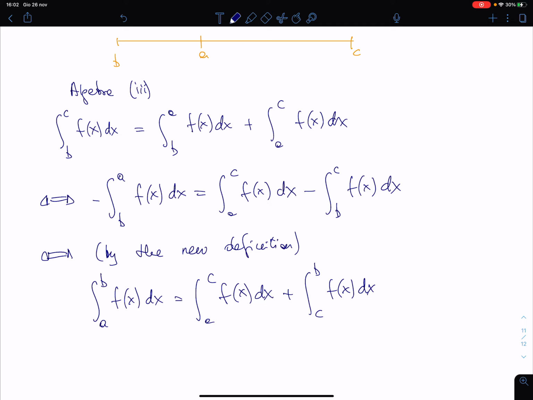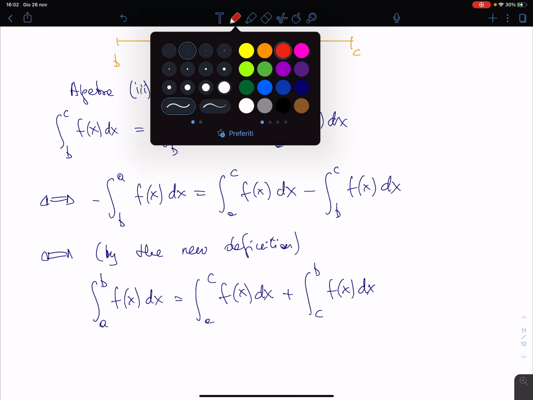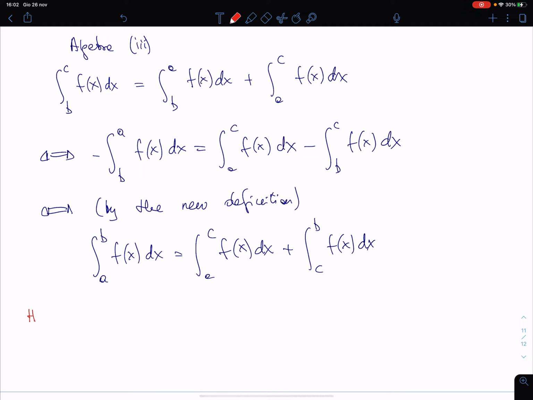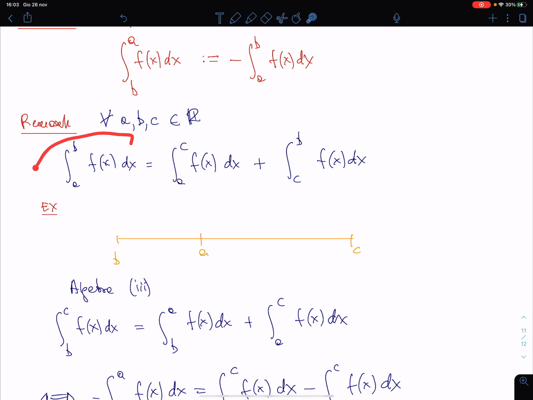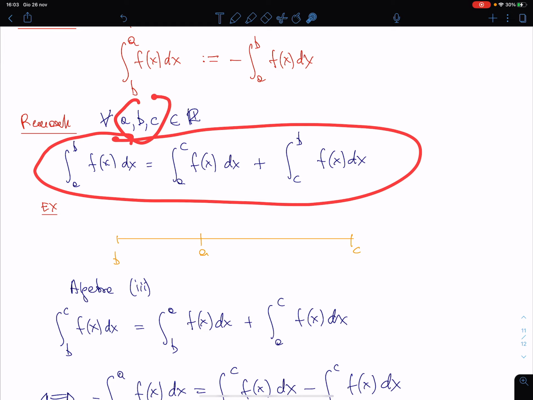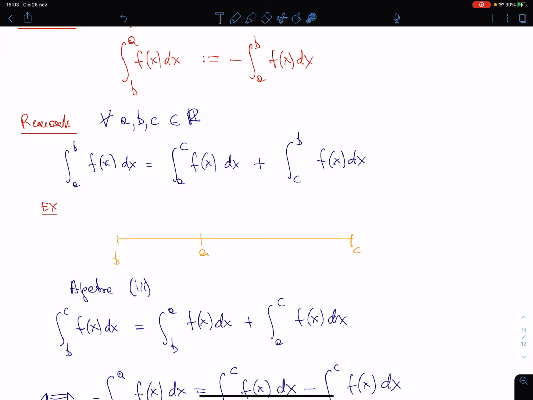And this is exactly the rule we aimed at proving. Okay? So as a homework, cover the other cases. Indeed, it can be done in various smart ways, just changing the labels, changing the names. However, compute all other cases. The important fact is that now, by this definition, this simple rule holds irrespective of the ordering of the points of the triplet A, B, C.